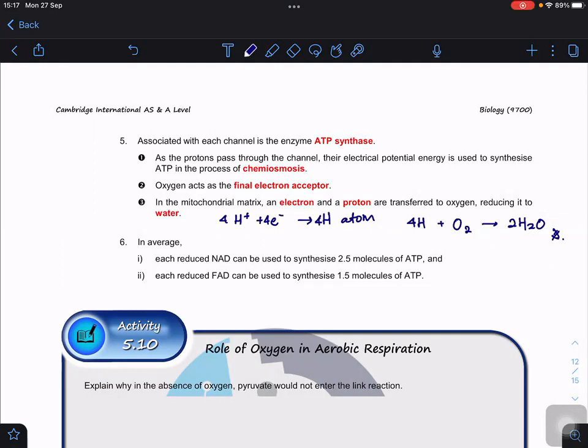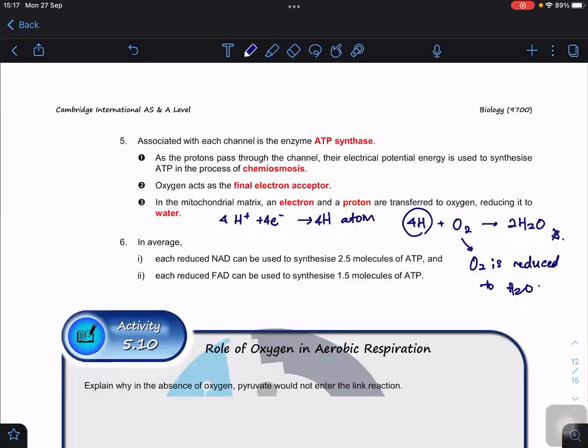Can you see that 4 hydrogen atoms combine with the oxygen here to form 2 molecules of water? We say that oxygen is reduced because it accepts hydrogen atoms. When it accepts the hydrogen atoms, oxygen is reduced to water.